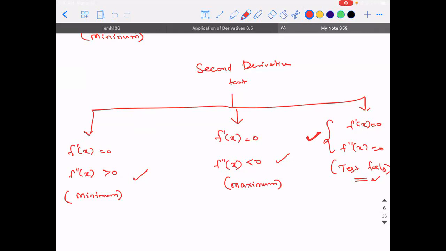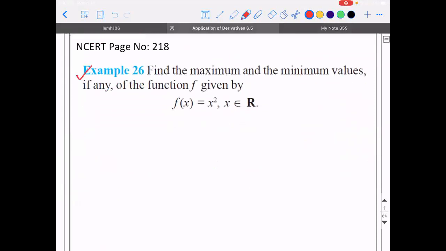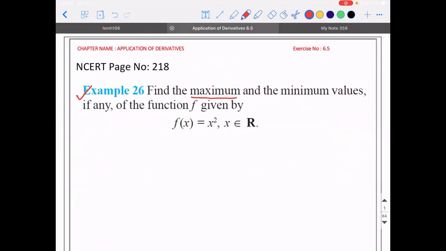Please prepare a chart like this so that you'll understand. Okay, shall I proceed? Now listen. There are two types of questions. If you see the question, find the maximum and the minimum values, maximum and minimum values mean function value. When they say find the maximum and minimum values, you need to find the function value at the point of maximum or minimum. Or sometimes the questions will be like this: find the points of maximum and minimum. At that time, you can stop with the derivative test.